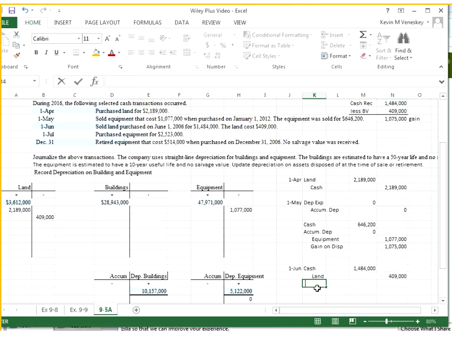Obviously, my debits don't equal my credits because I brought in a lot more than it was worth on my books. Therefore, I have a gain on disposal of this $1,075,000.